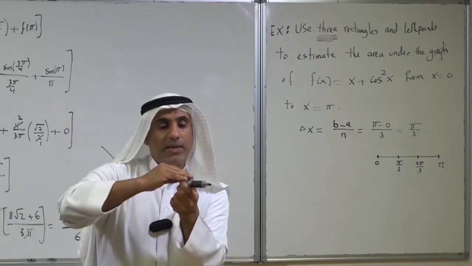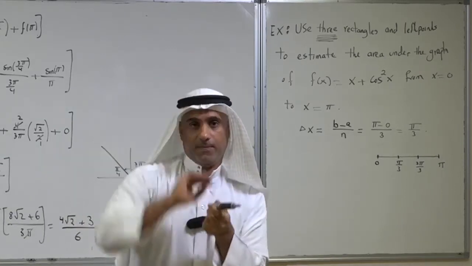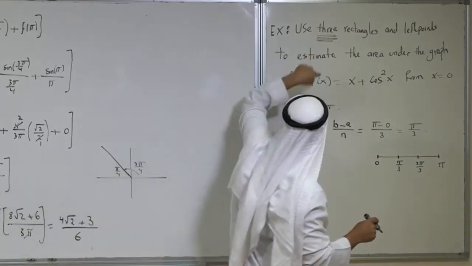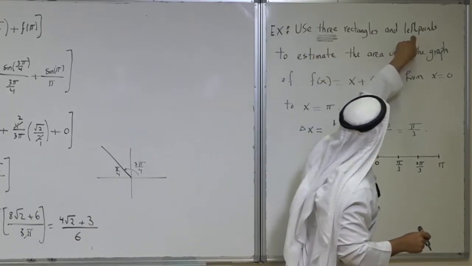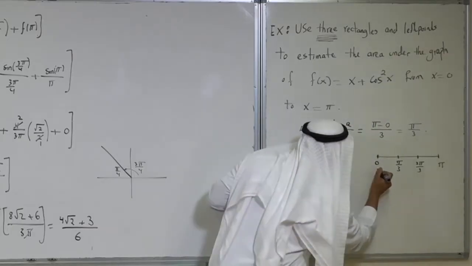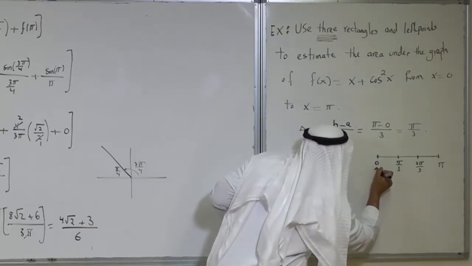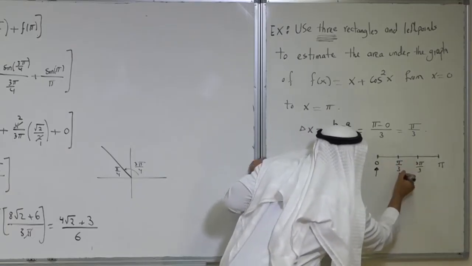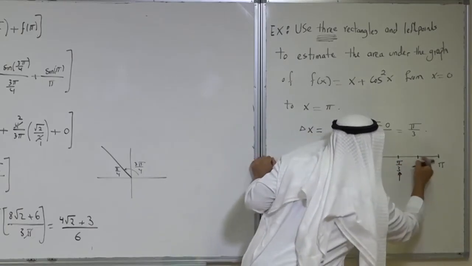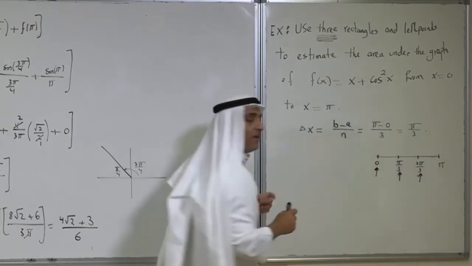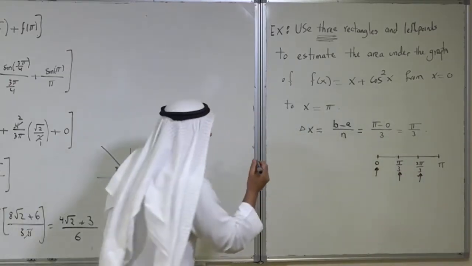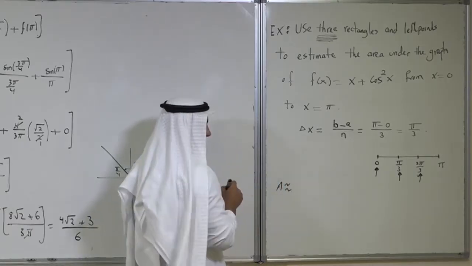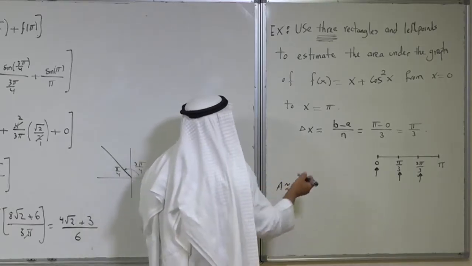But what about the altitude of each rectangle? In this exercise, he said you need to choose what? You need to choose the left points. So the point will be taken in the first subrectangle. In the second subrectangle, I will take the left one. In the third one, also I will take the left end point. So what will be the area? The area is approximately equal to what?